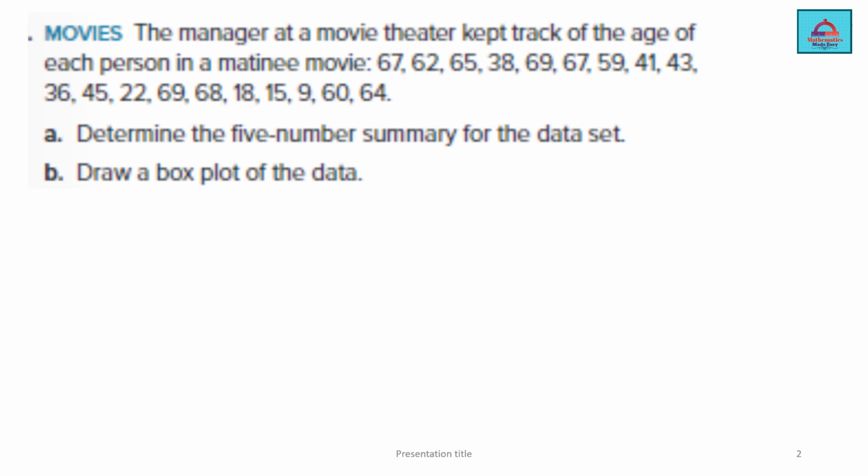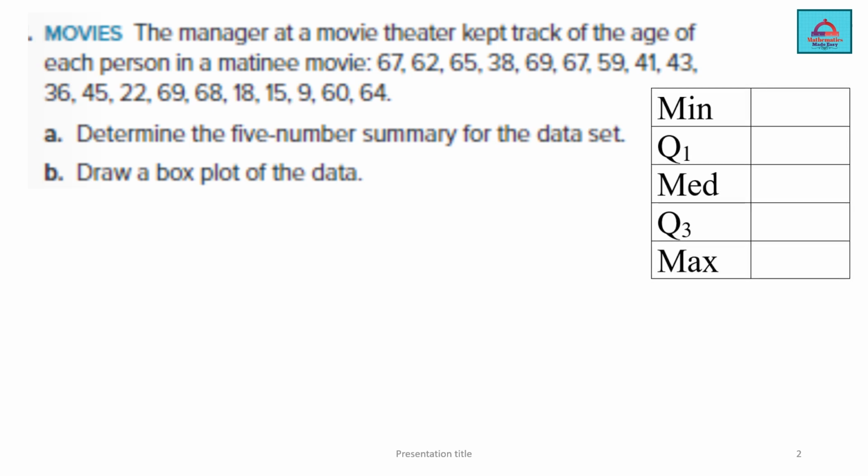Let's read it together. The manager at a movie theater kept track of the age of each person in a matinee movie. So these are the numbers that are given to you, lots of numbers. You have to do two things here. You first have to determine the 5-number summary for the data set and then draw the box plot of the data.